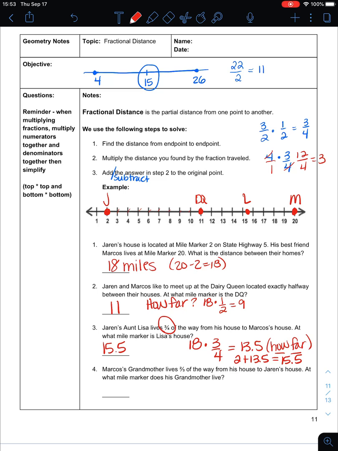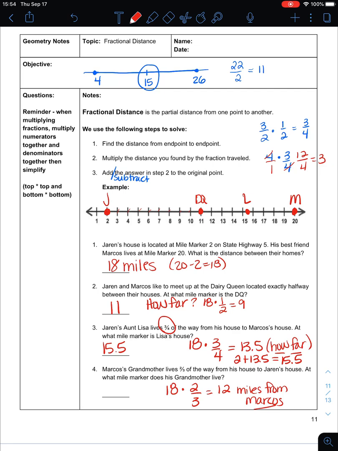Marcos's grandmother lives 2/3 of the way from his house to Jaren's house. So she originates from, everything's being referred to from Marcos's house. So again, it's still between Marcos and Jaren, so it's still 18 miles between the two of them, and she lives 2/3 of the way from his house to Jaren's house. So I would multiply this number by 2/3. 18 times 2 is 36, divided by 3 is 12. Okay, that means that she lives 12 miles from Marcos. That's important. She lives 12 miles from Marcos.